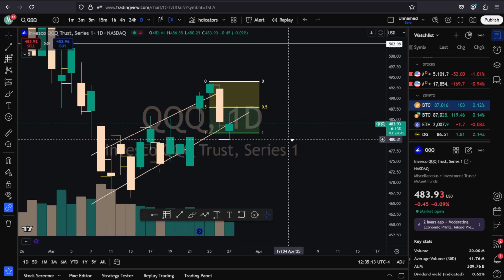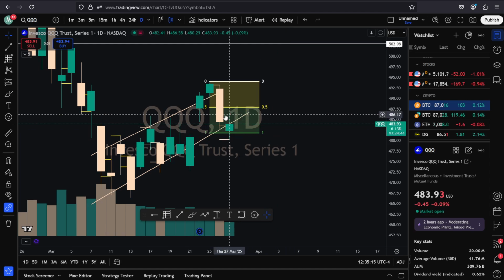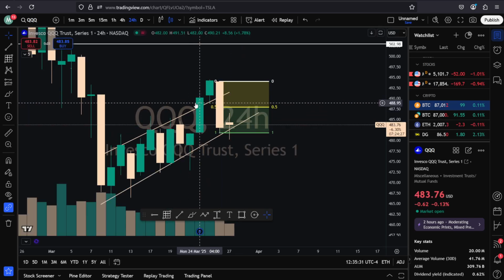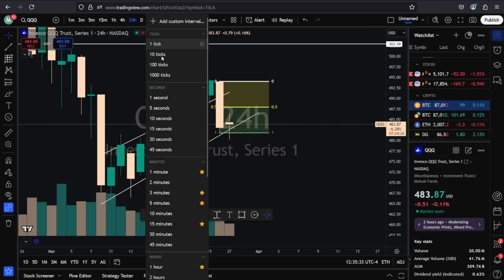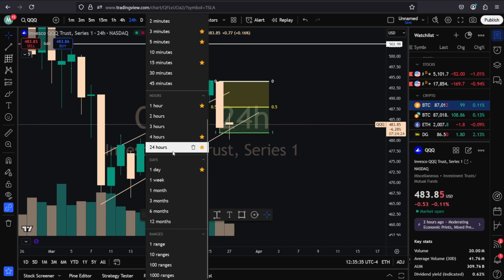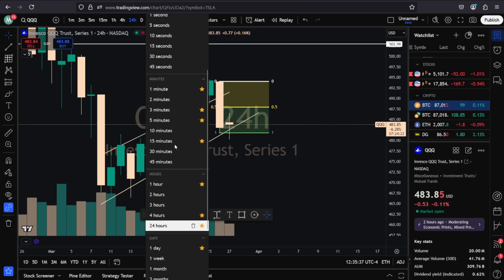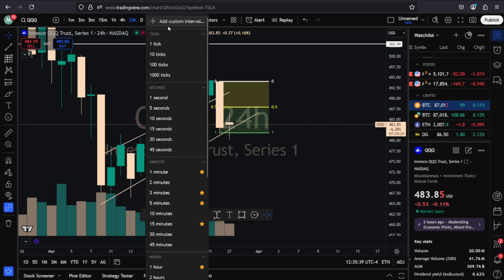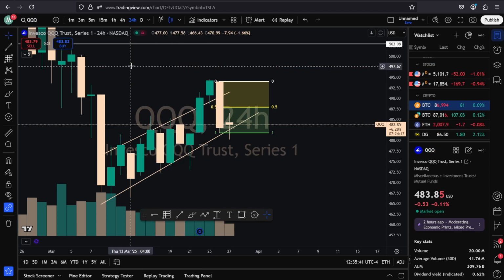The daily time frame loses 9 hours of data. That is why I use the 24-hour time frame. There is a full 4 hours after market close and 5 hours before market open, 5.5 actually. So you're losing 9.5 hours of data if you're using the daily time frame. That is why I use the 24-hour, and you can get that by just going down here. You can already have it as a 24-hour, or you can add a custom interval at the top of your screen.